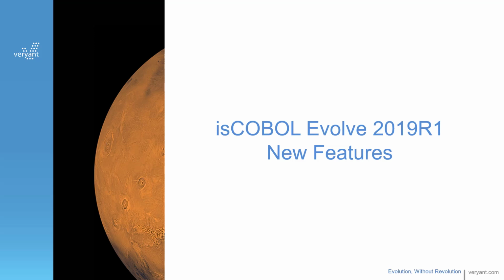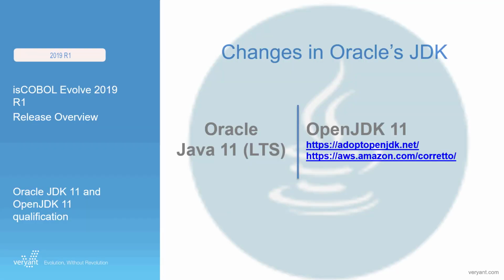Hello. This video will show you the new features of 2019 R1, and we'll have a demonstration of a few of them. We'll start by talking about Java. Because Oracle is ending its unlimited support of multiple versions and moving to a long-term release model with support for only one version, Variant is committed to supporting our products with Oracle's current JDK, which is version 11 at the time of the release of 2019 R1.